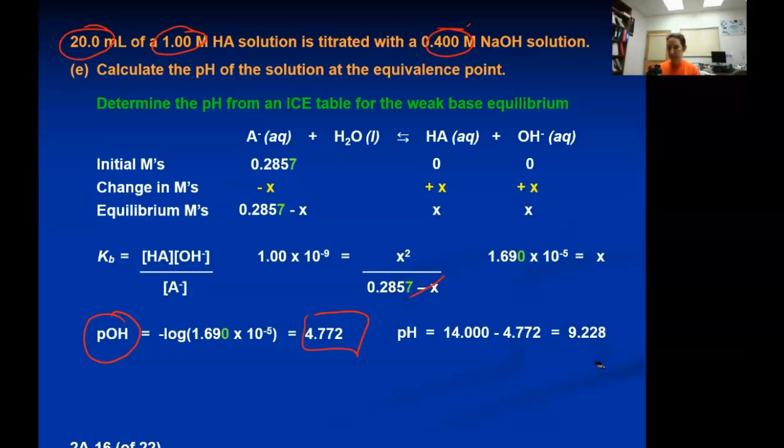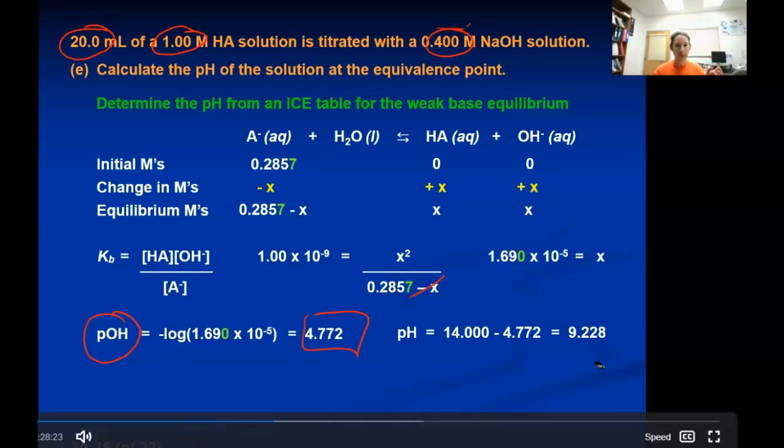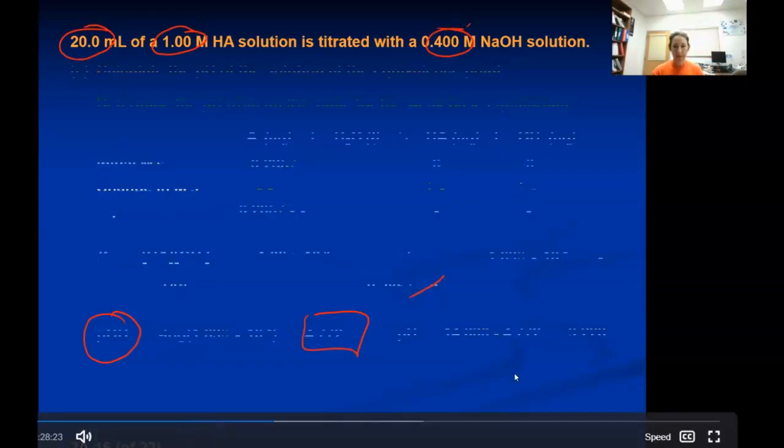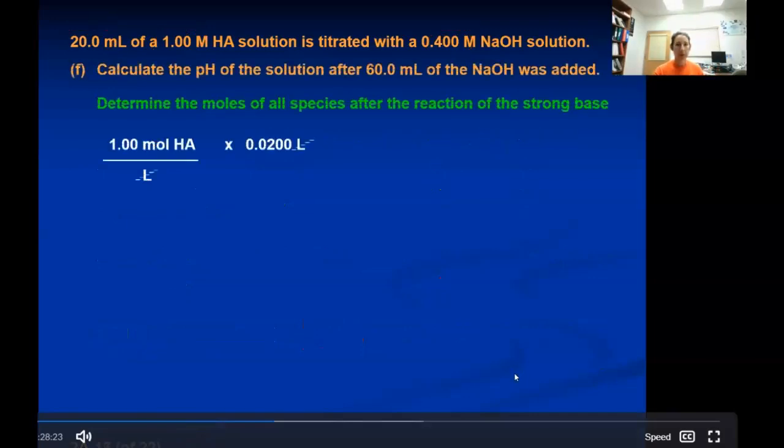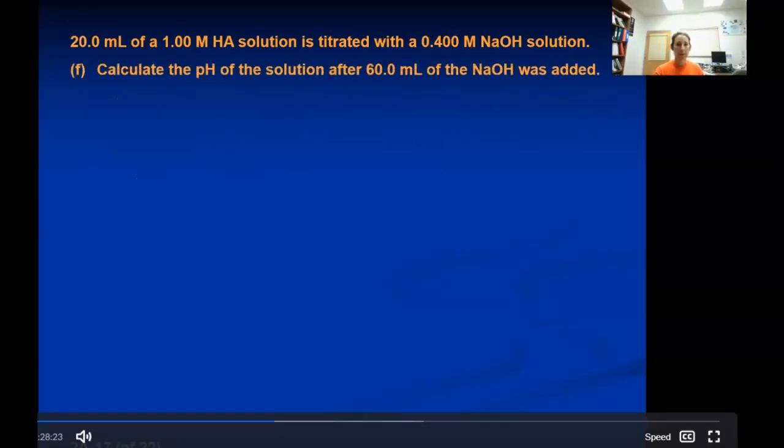Any questions on this? All is good. We're all good with this one? Okay. One more. This wasn't on your lecture quiz, but I figured we'll just do one more for good measure. Okay, so now calculate the pH of the solution after 60 milliliters of NaOH was added.